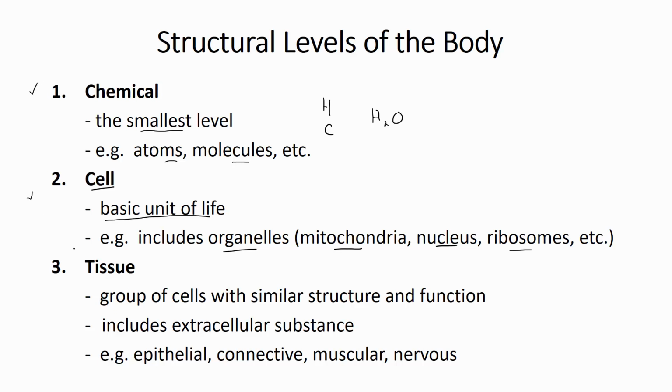These cells are going to combine together into groups called tissues. So tissue is going to be a group of cells that share structure and function. So they kind of do the same things. A tissue not only includes cells, but it includes the space between, the extracellular substance. Later on, we'll cover different types of tissues in a chapter, but things like epithelial cells or epithelium, connective tissue, muscular tissue, nervous tissue. Okay? These are going to be groups of cells with a similar structure and function.